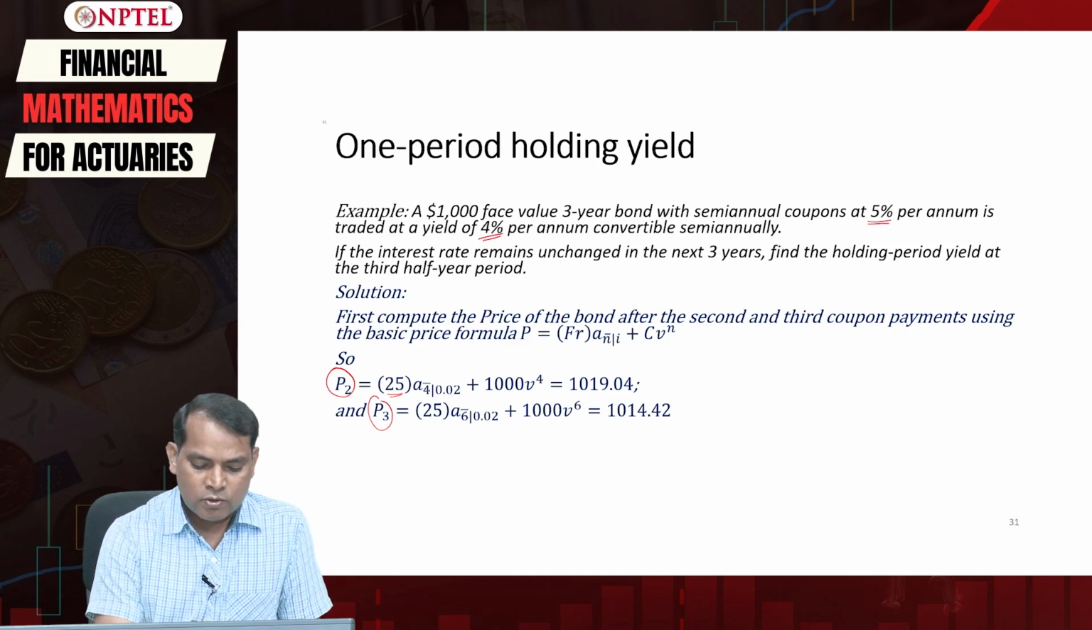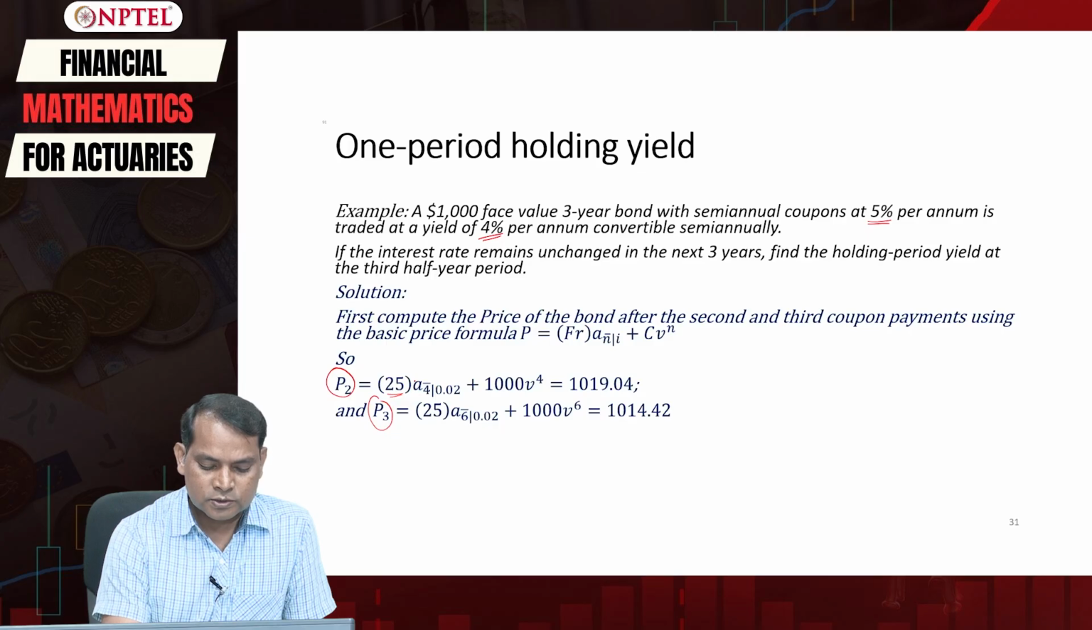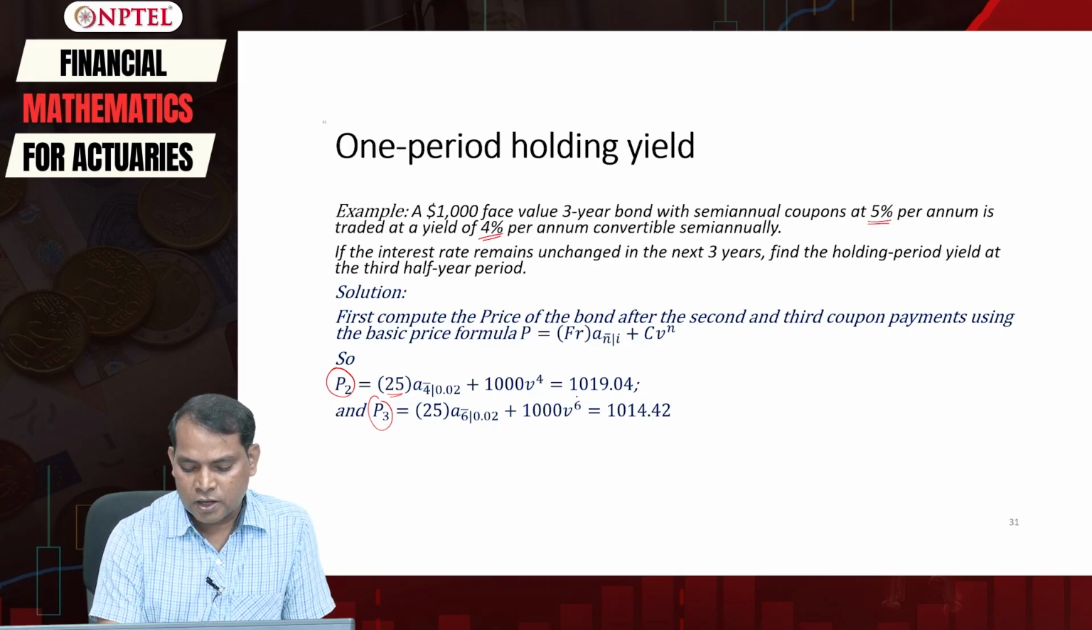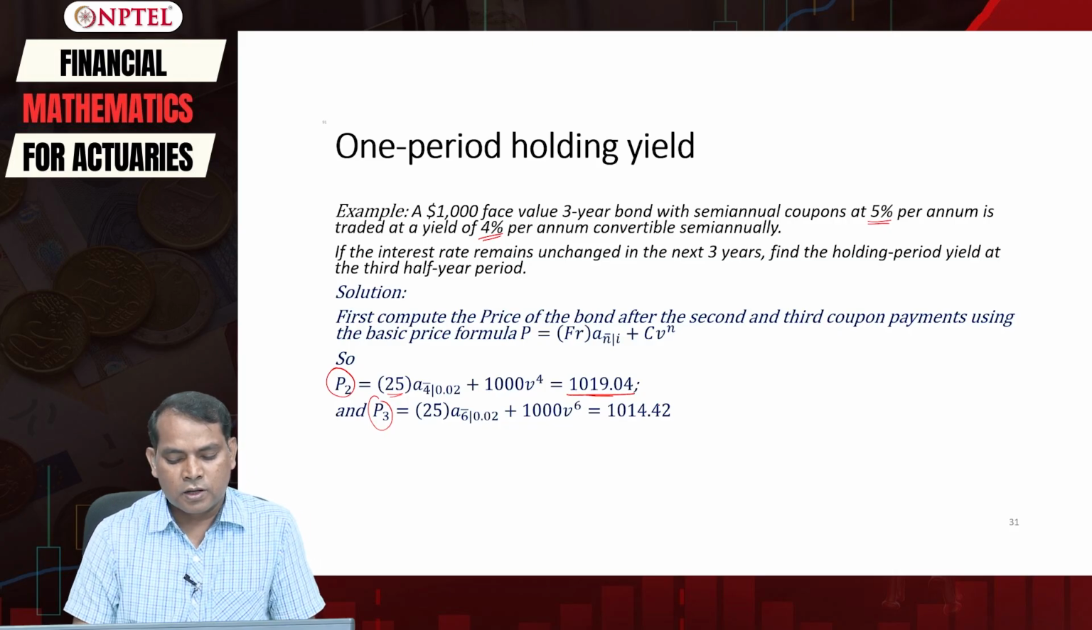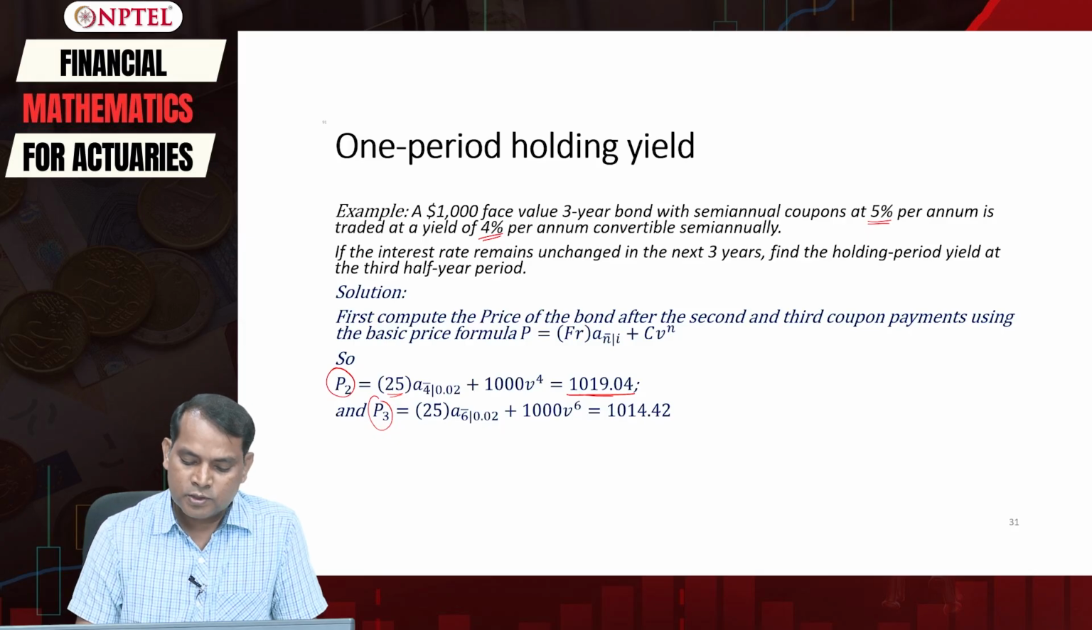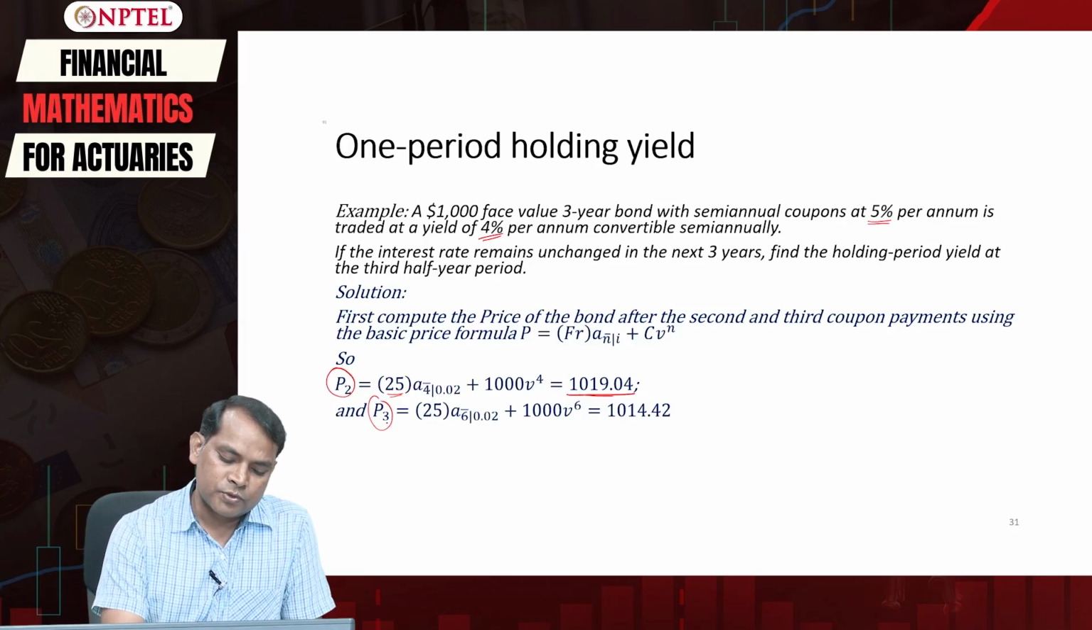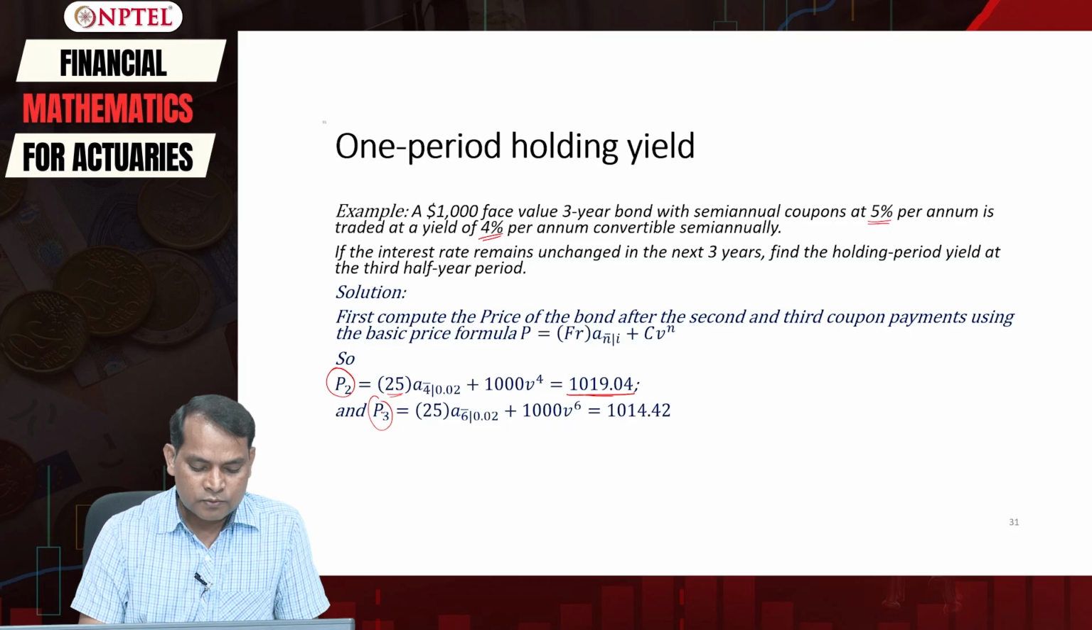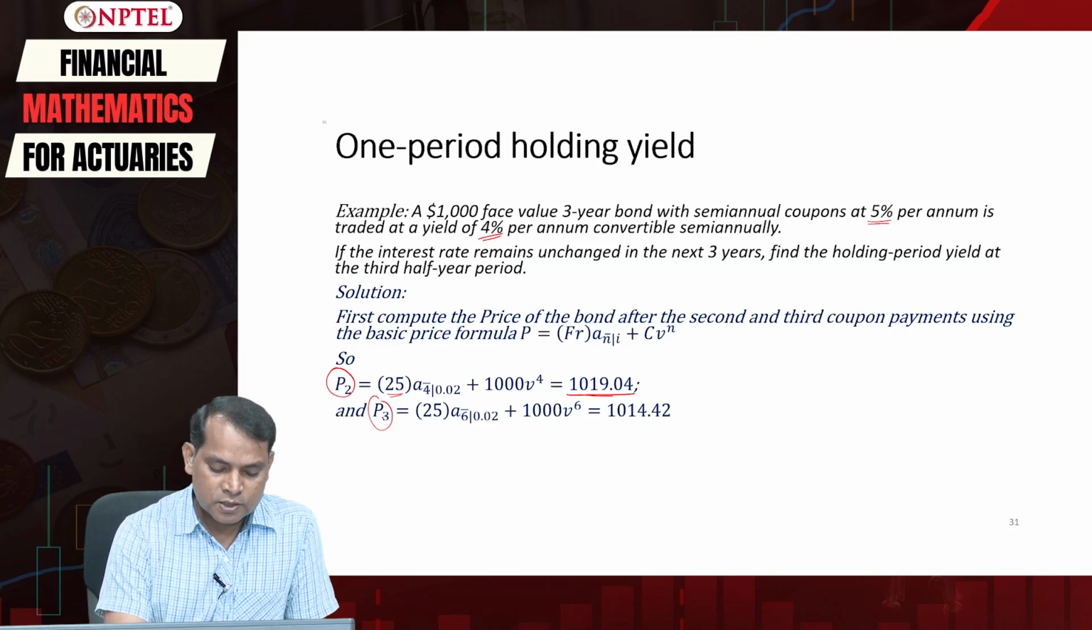Now, you have already understood the formula here. This is the annuity factor and this is the present value factor, and therefore, using the same formula we will get 1019.04. Similarly, we will compute the price for the third period. In the third period, again 3 multiplied by 2 will become 6.